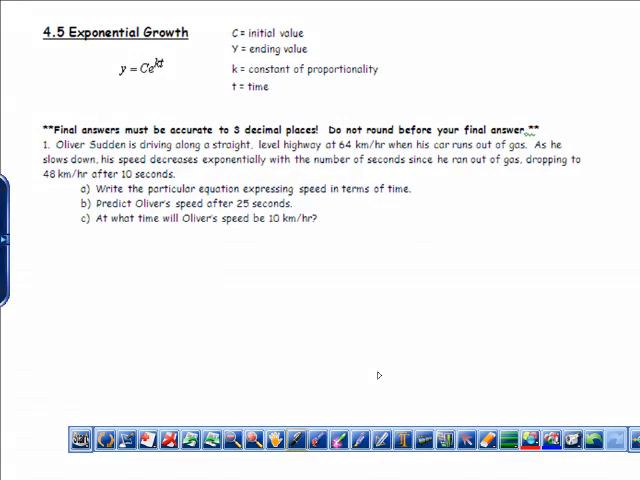Okay, so this is the 4.5 exponential growth video lesson. We start out with the equation y equals c e to the power of kt, and we have everything explained here, what c, y, k, and t are.